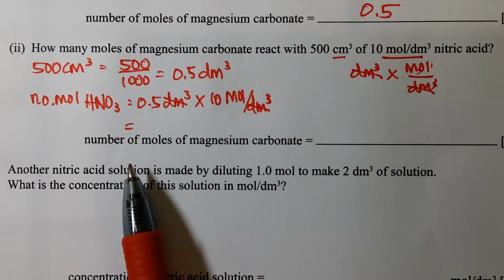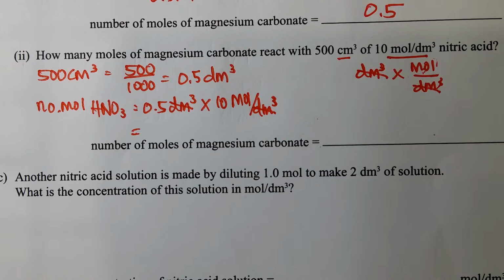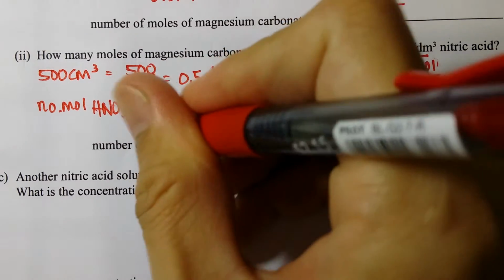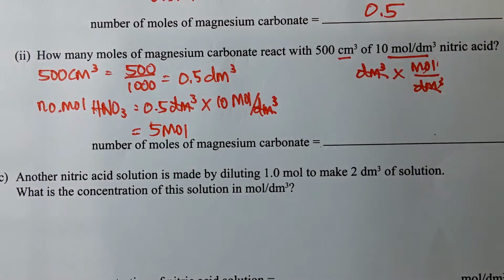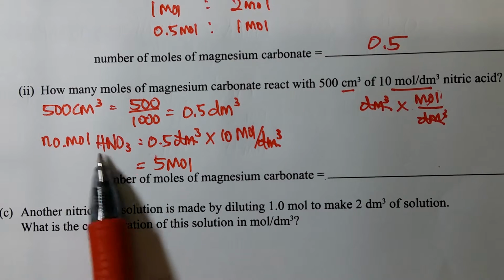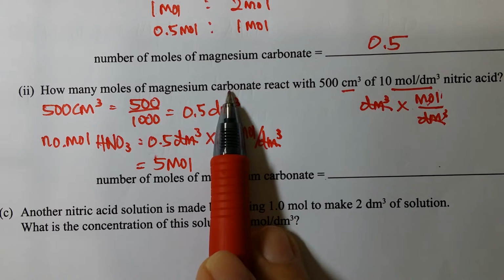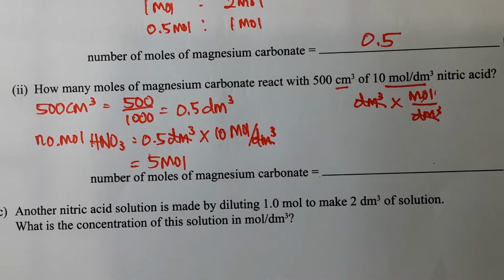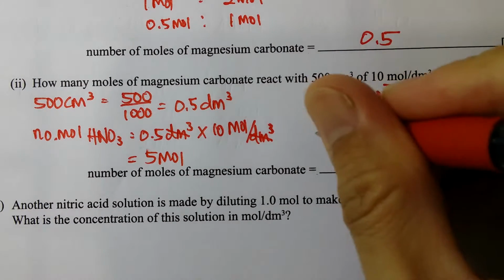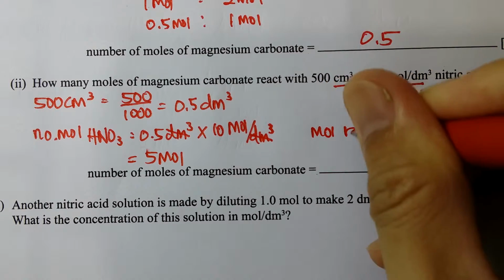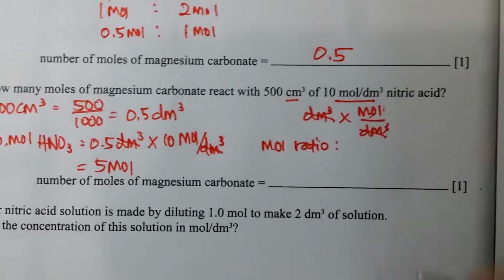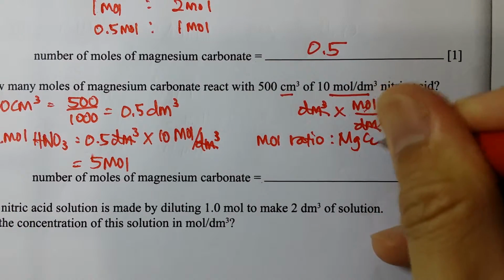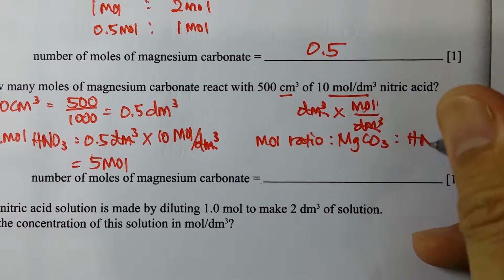Okay, so the number of moles of nitric acid is 5 moles. You have to find out how many moles of magnesium carbonate will react with 5 moles of nitric acid. So same thing, you look at the mole ratio. Mole ratio of what? Mole ratio of magnesium carbonate and nitric acid.